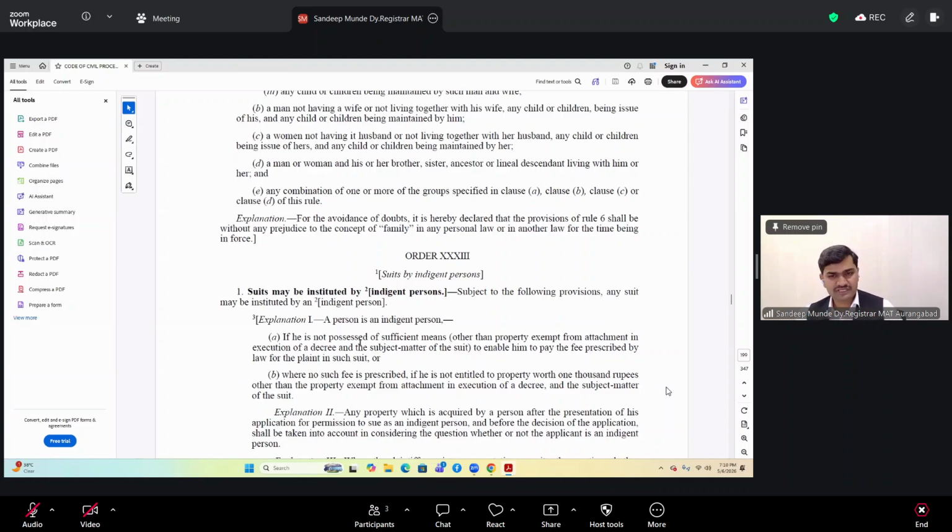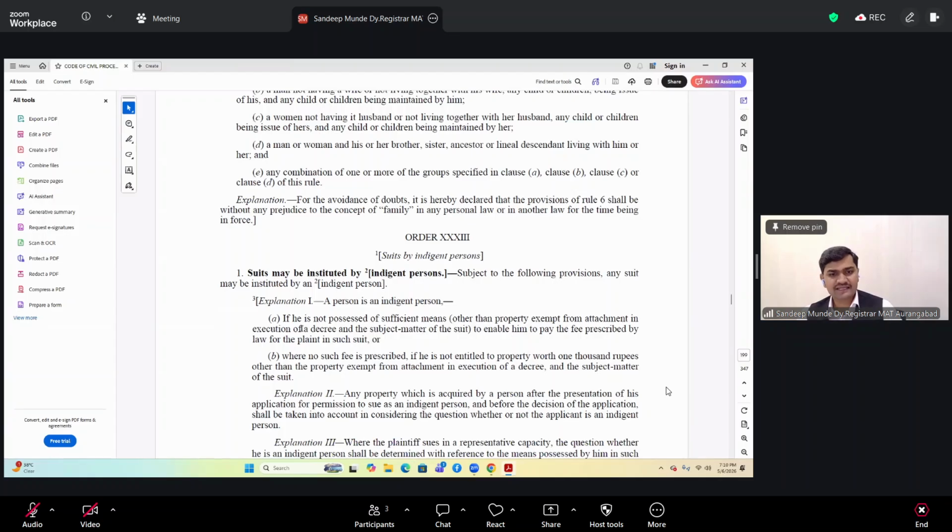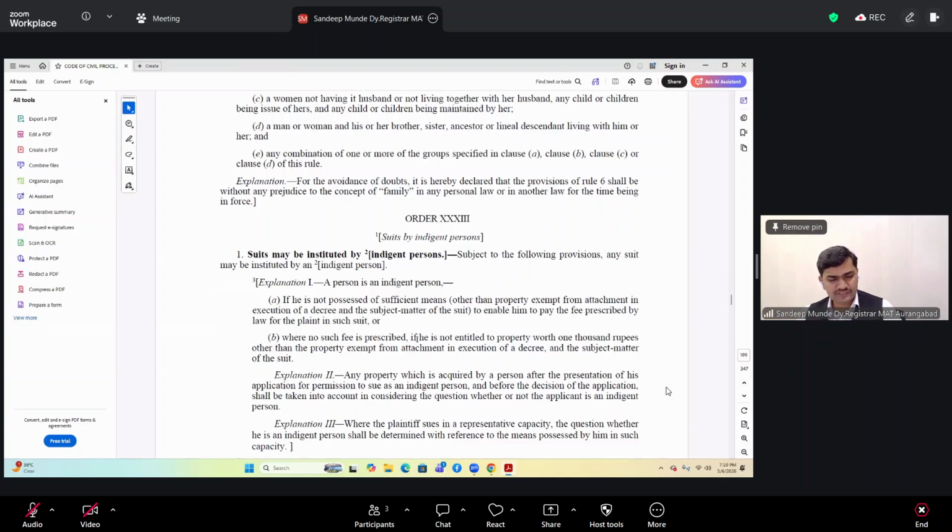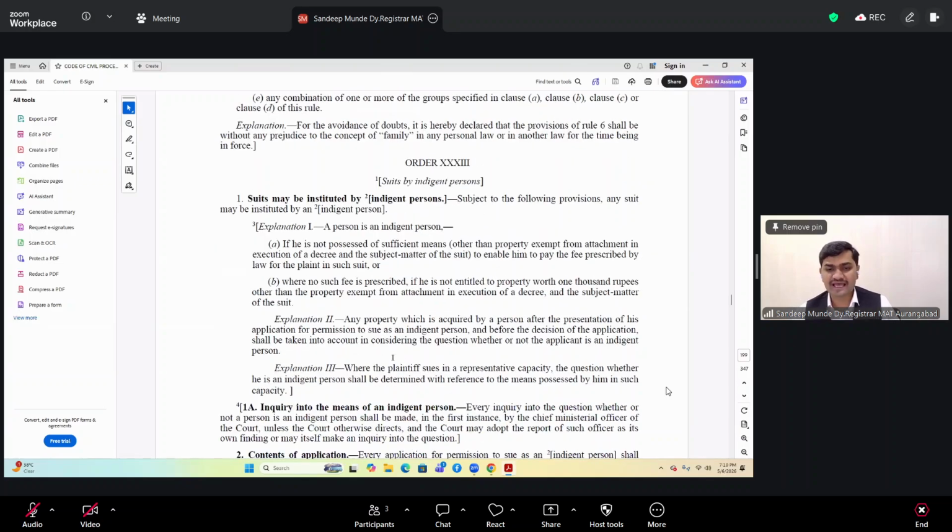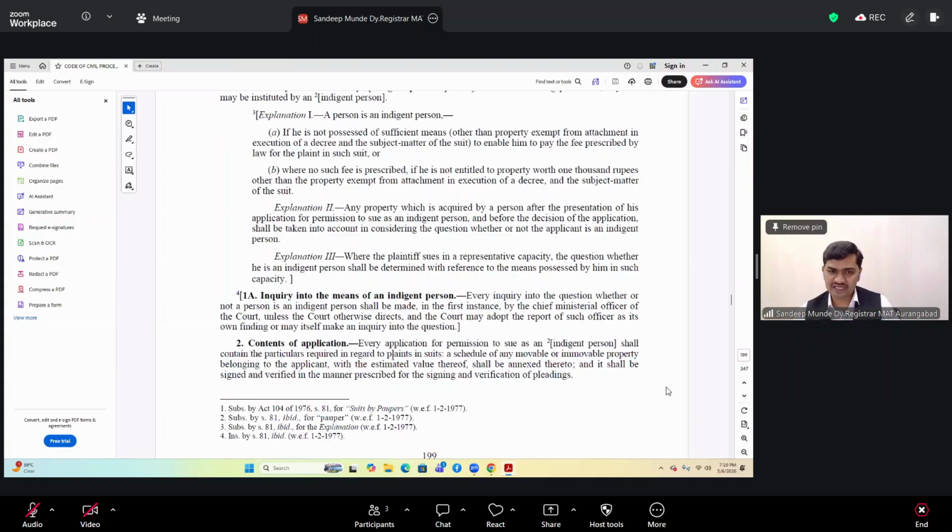Now the first question with regard to Order 33: who may be called an indigent person? A person is indigent if he does not possess sufficient means, other than property exempt from attachment in the execution of a decree and the subject matter of the suit, to enable him to pay the fee prescribed by law. B, where no such fee is prescribed, if he is not entitled to property worth 1,000 rupees other than that property. Meaning thereby, the person who is not holding the property or the 1,000 rupees may be called an indigent person. Whatever the inquiry into the means of an indigent person, the court has power.